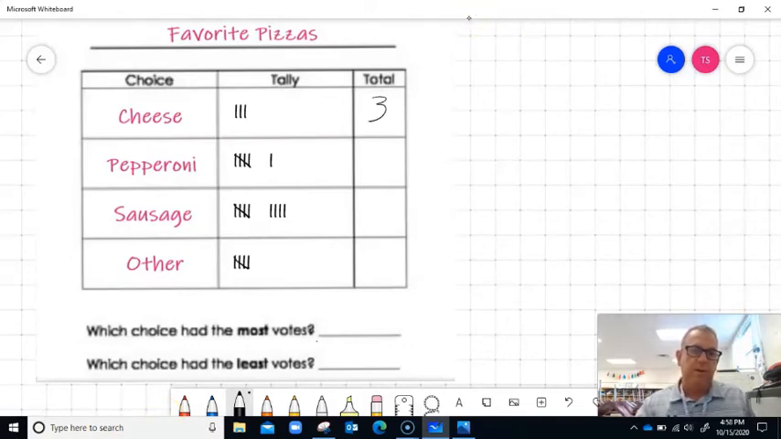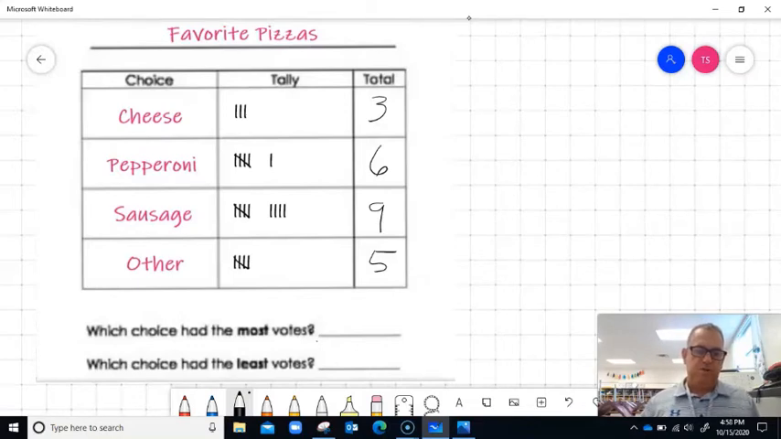For pepperoni, 6 people chose pepperoni. For sausage, I had 9 people choose sausage. And for other, I had 5 people choose something other than cheese, pepperoni, or sausage. I had a few different responses, one of each. I remember someone chose ham because they like the Hawaiian style pizza. But those are the responses that I got.